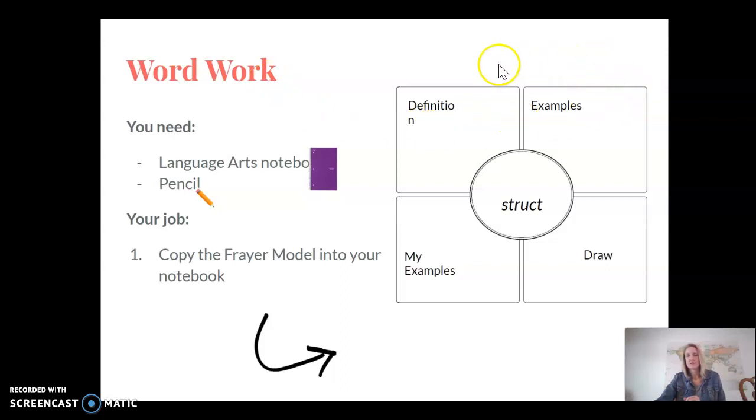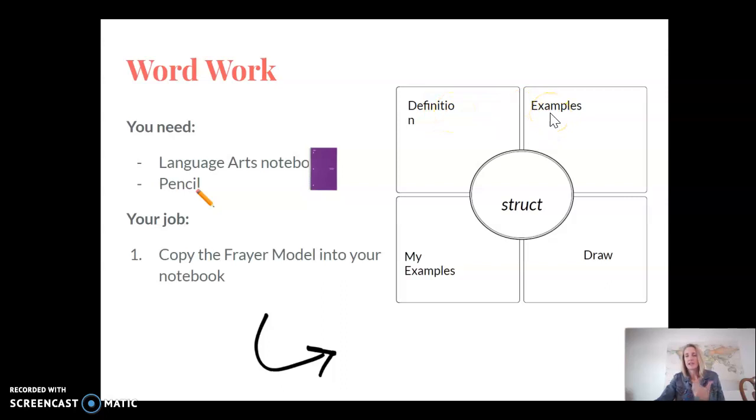All right, now this model here looks familiar. We used this last week when we were talking about suffixes. And this week we're going to use the same model to help us focus on Latin roots. Okay, so this is called the Fryer model. So if you remember, we take about half the page. We want these boxes big enough that you can write in them. All right, so this top box will be the definition.